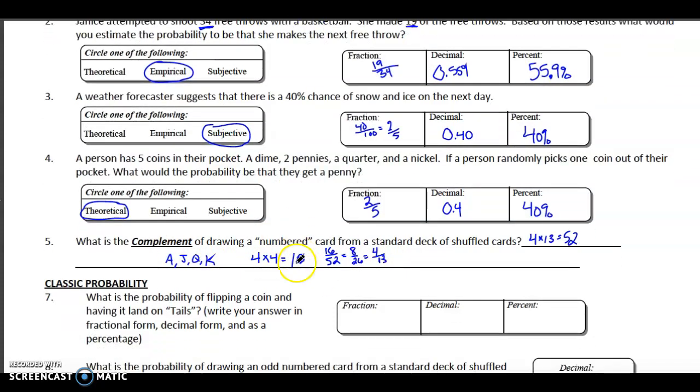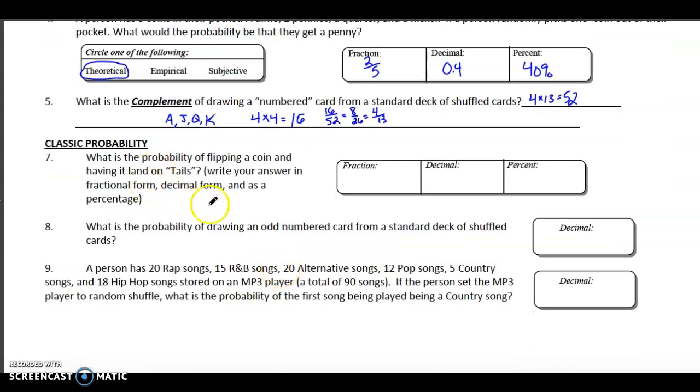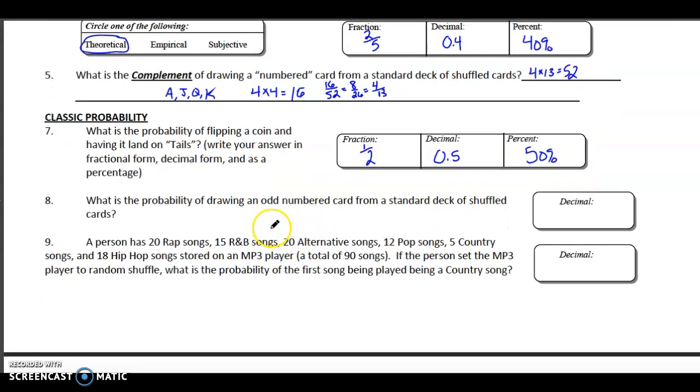So let's go down. Let's look at a classic probability problem here. What's the probability of flipping a coin and having it land on tails? Write your answer in fraction form, decimal form, and as a percentage. Well, 1 out of 2. It's either tails or heads, right? As a decimal, we'll just go 1 decimal place, 0.5. And as a percent, 50%. You guys are probably used to saying, well, it's 50-50, right? There's a 50% chance of tails, 50% chance of flipping a heads.